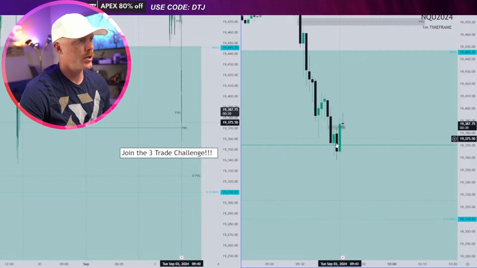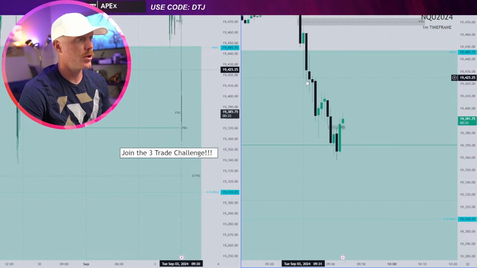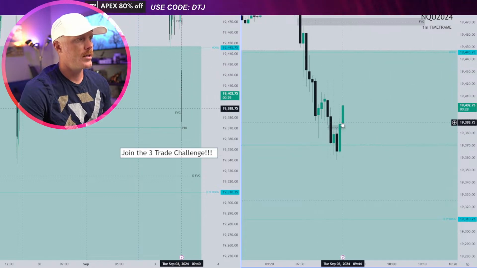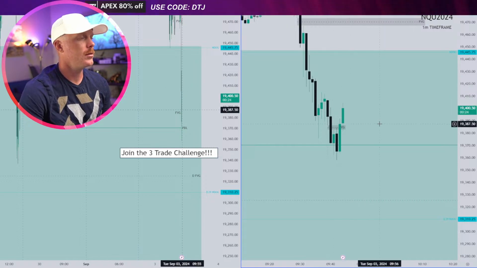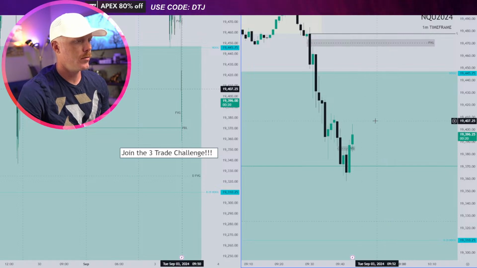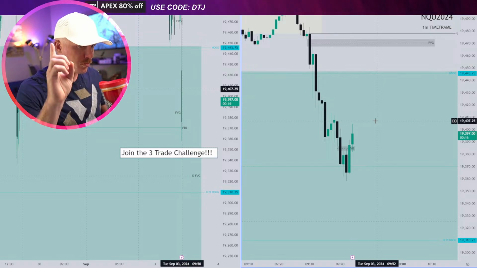I like to see structure form first, guys. Structure. This is just a drop, so I don't want to take it on a knife going down. I want to see structure. Now, if it happens, great, then that's our structure, and we'll see if we can find another opportunity in that. We still got 15 minutes before news.